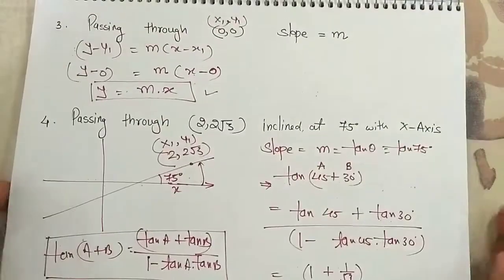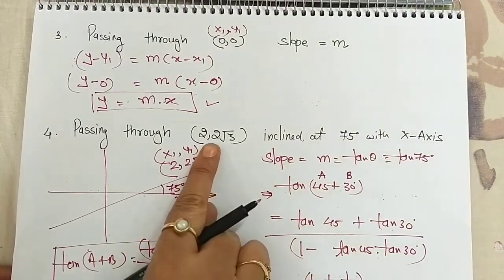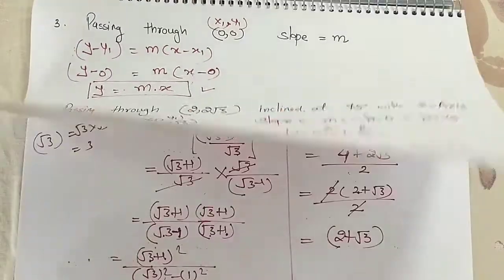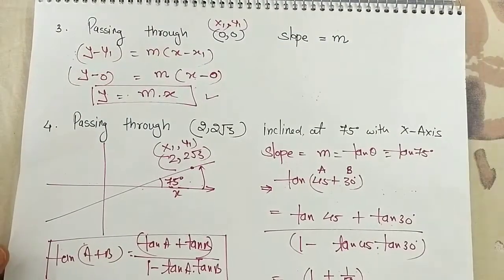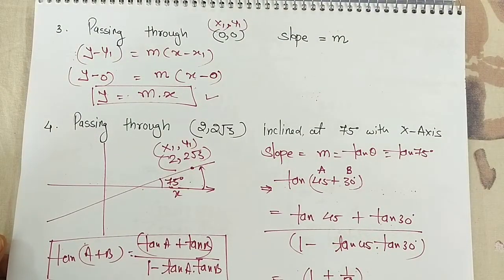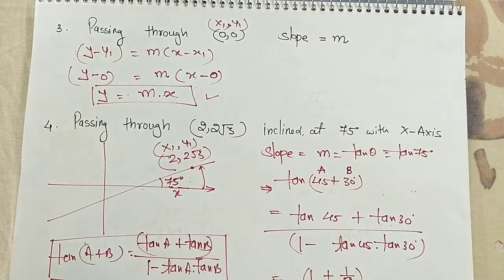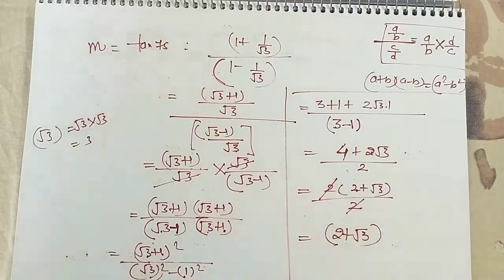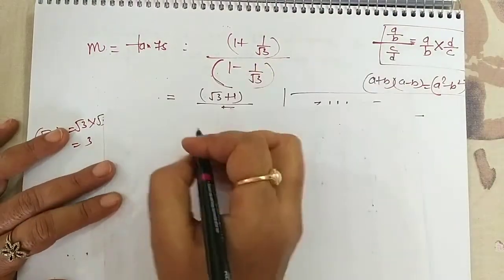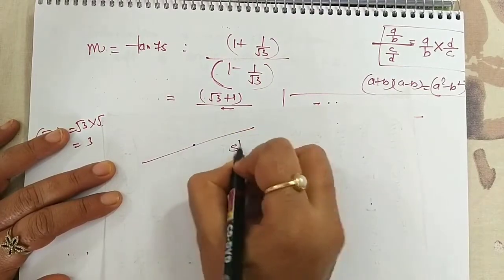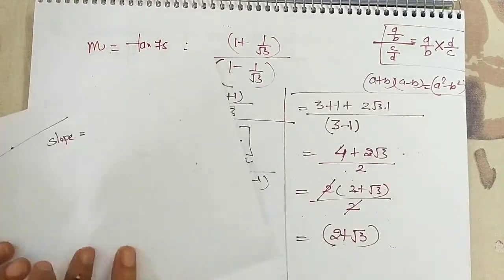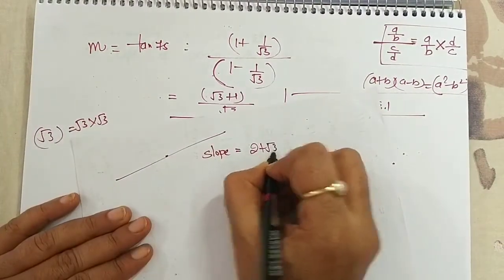But in the question they had given, it is passing through this point and the slope is this. So what will be the equation of line, guys? So for the equation of line, what I will do is, I will write, see, my slope I am able to get is 2 plus root 3.